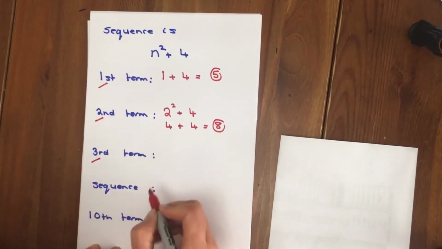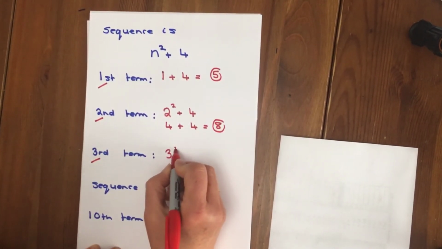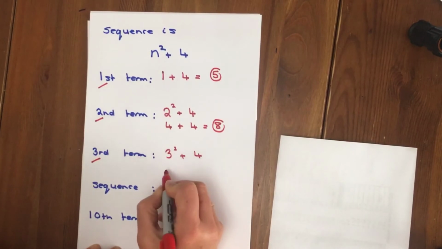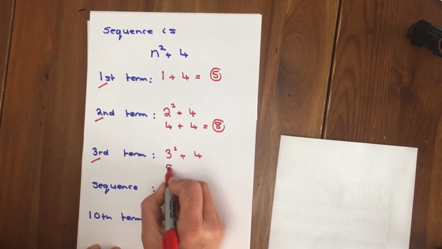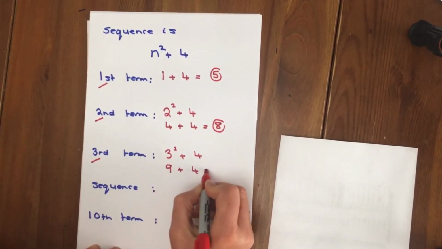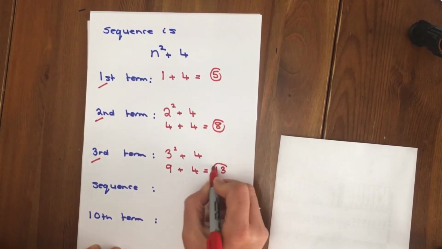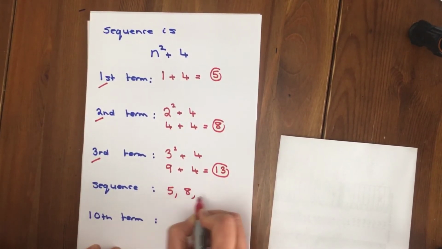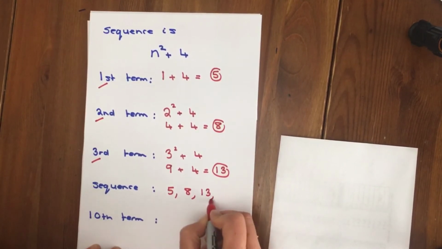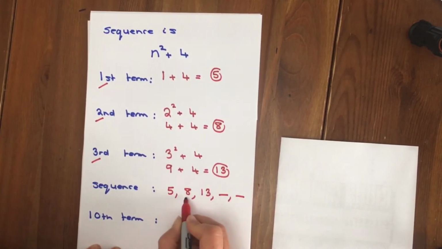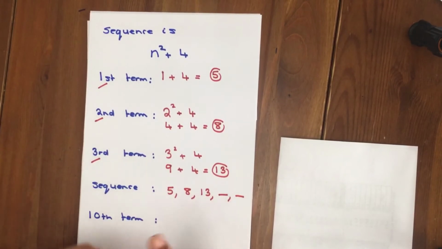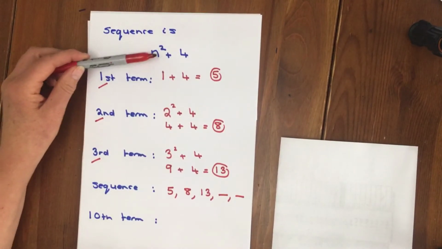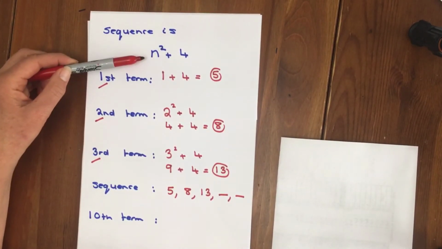Okay, when n is 3, I'll have 3 squared plus 4. 3 squared is 9, plus 4 is 13. So my sequence is this. This time it's not going up an even amount because the n squared term is not an arithmetic sequence.